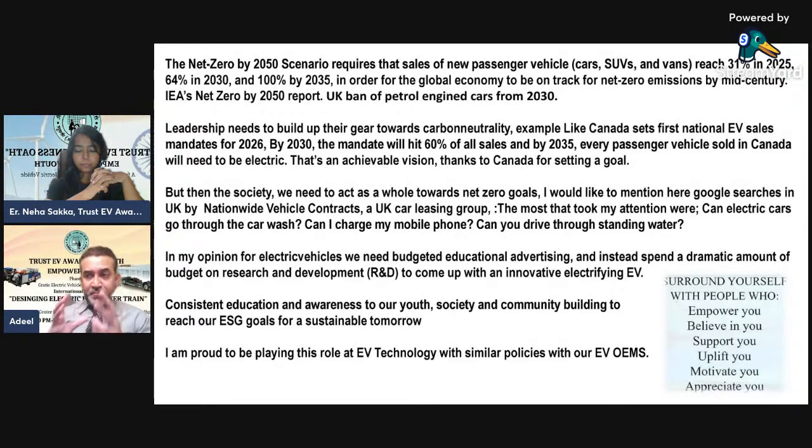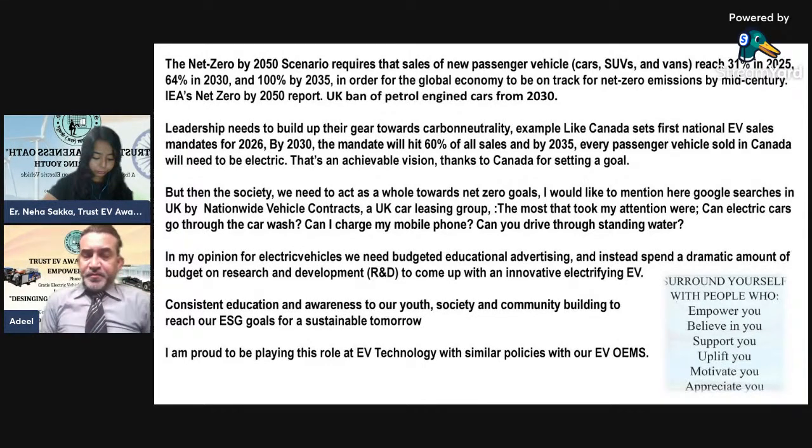The same model is why Tesla is successful: Tesla has zero budget for advertising, but the entire budget is on R&D. That's why it's the number one car in the world. This is the theory that you need to implement. If you want to do advertising, it should be educational so that people learn from it. Then the finance required should be spent on R&D so that you can come up with an electrifying EV.